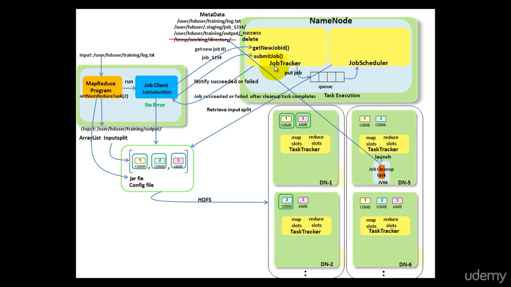Once the job tracker knows whether the job is succeeded or failed, it will notify the same to the job submitter. In this way, finally the user knows whether the job succeeded or failed. That was all about how Mapreduce works.